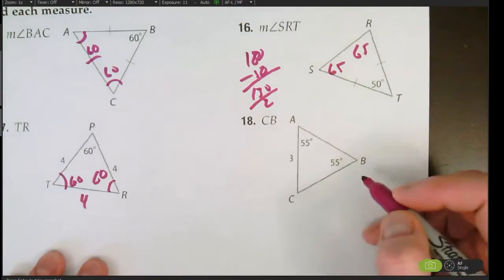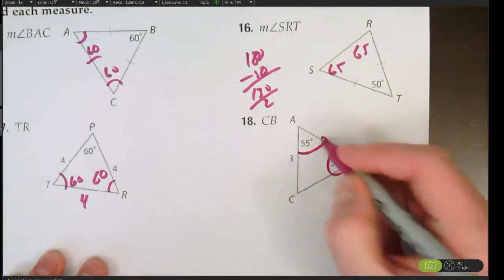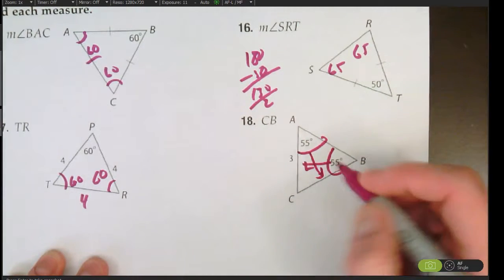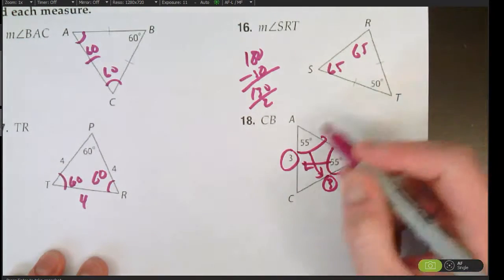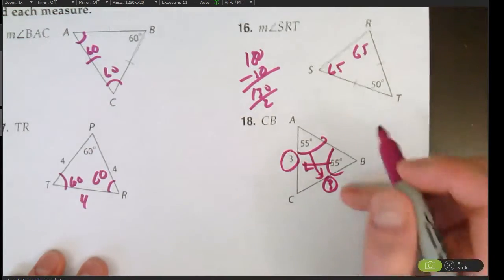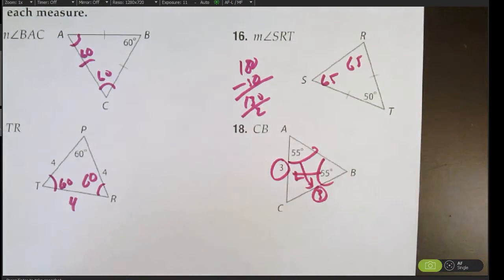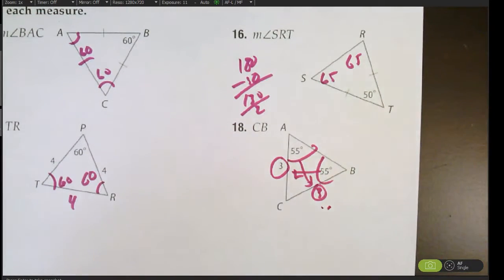And then number 18, you have a pair of congruent angles, meaning those opposite sides have to also be congruent, so if this is 3, that has to also be 3 for CB. Now, I don't know what AB is. I can't figure that out because I don't know the angle measures, but I do know that this one's 3. Okay. All right.